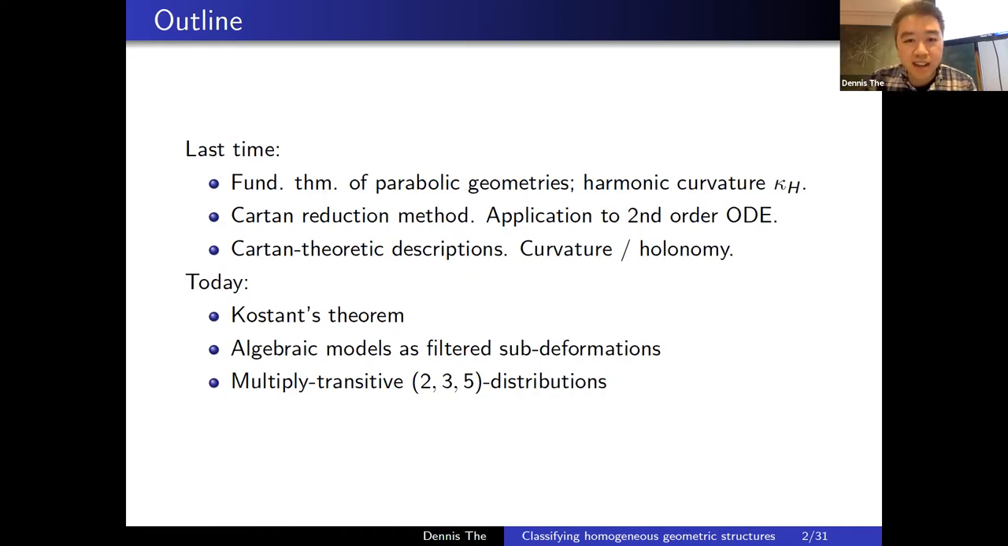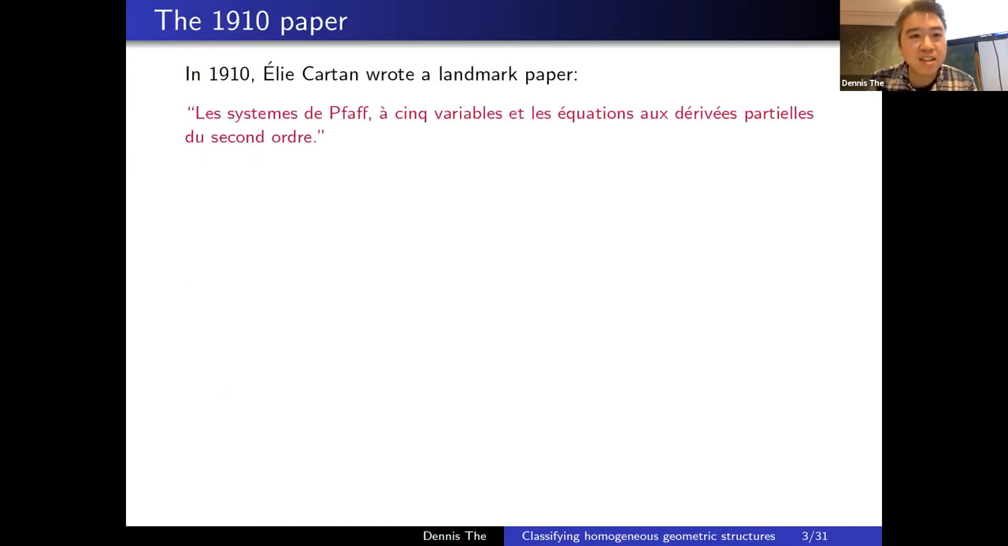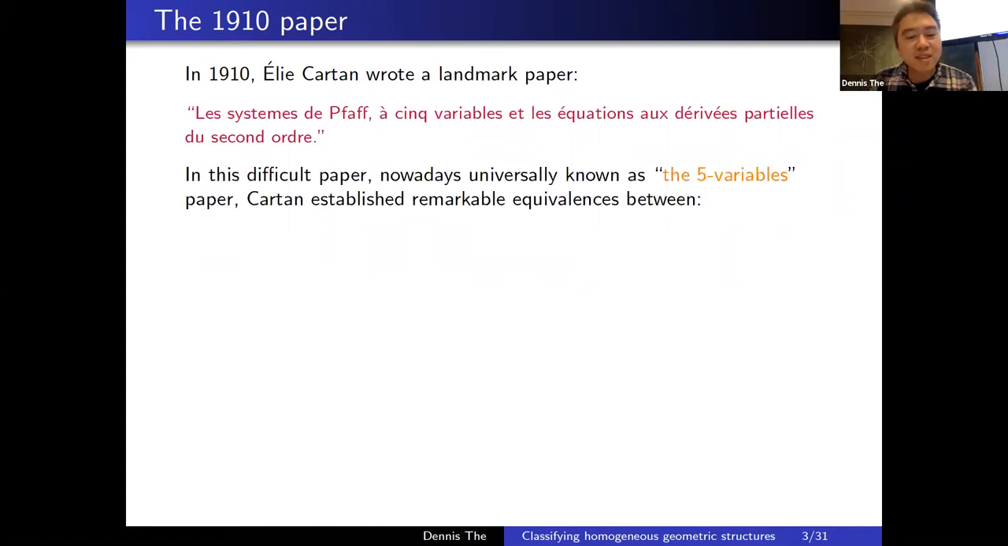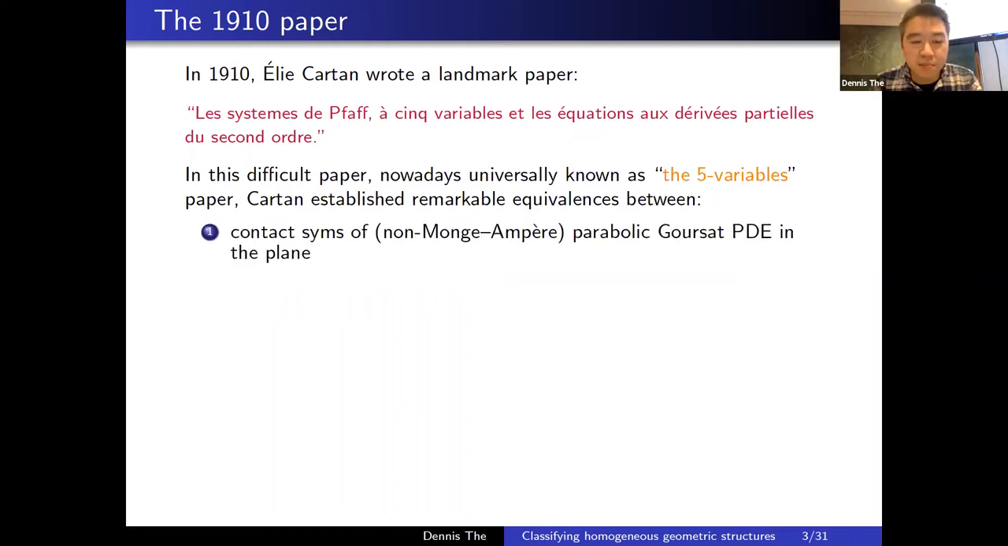Before I get to the technicalities though, let me just put things into some historical context. Things go back to the 1910 paper. Sorry to echo here. In 1910, Élie Cartan wrote a landmark paper, given right here. And it's a difficult paper. Nowadays, it's universally known as the so-called five variables paper. And he established some remarkable equivalences between several things.